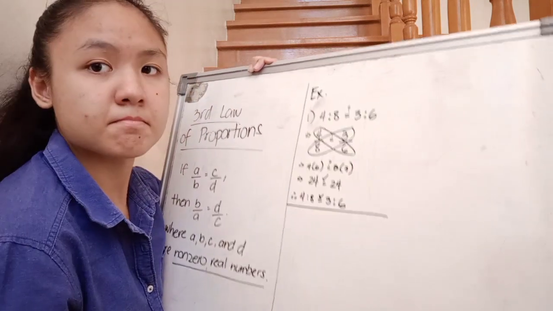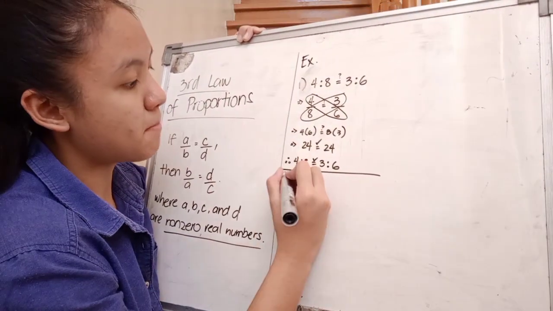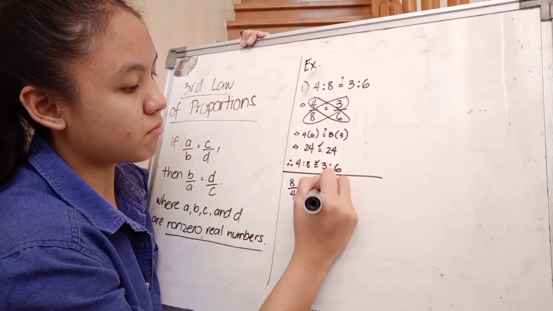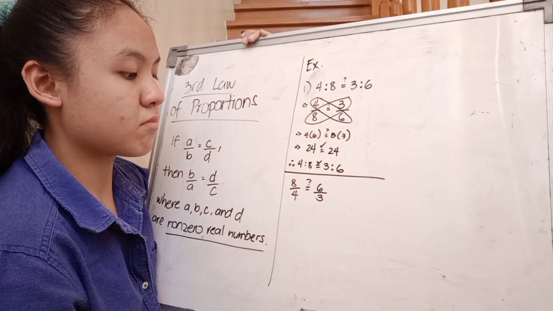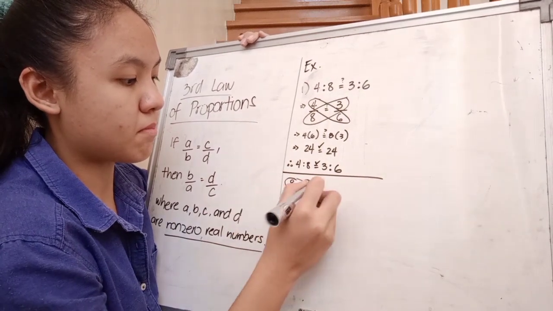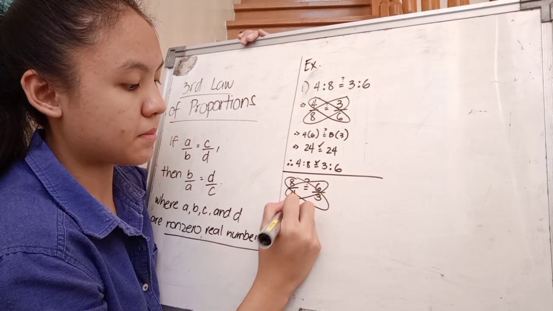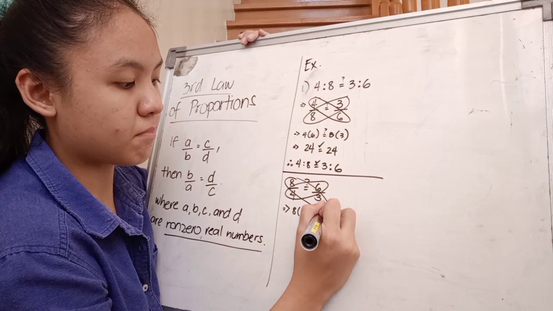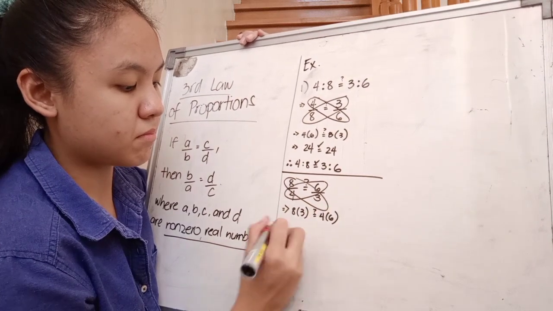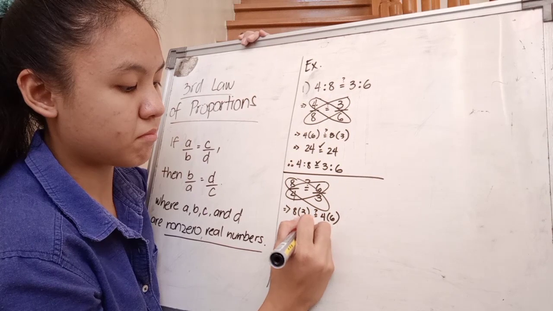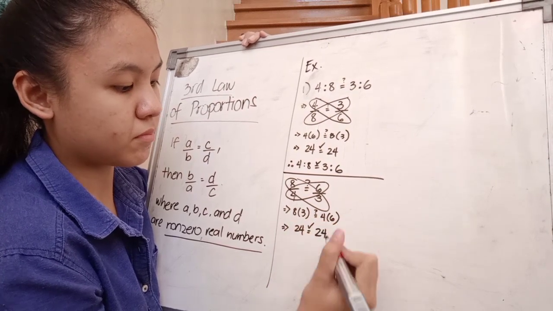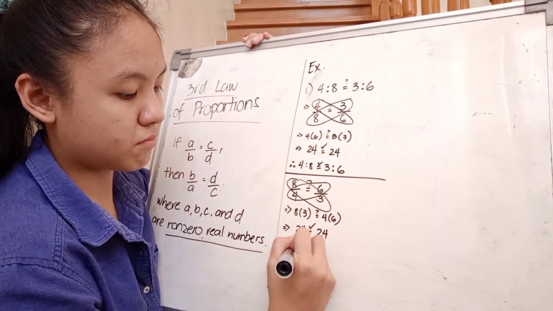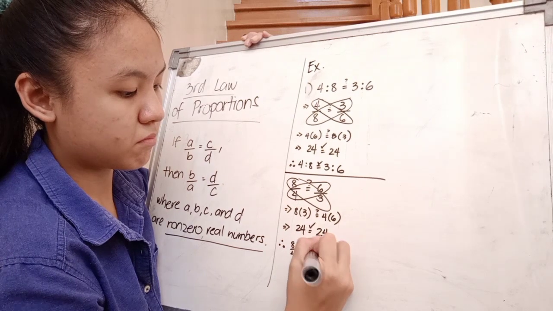But what if we use the third law of proportions, where we get the reciprocal of both fractions, which is 8 over 4 equals 6 over 3. So 8 multiplied to 3 is equal to 4 multiplied to 6. 8 times 3 is 24 and 4 times 6 is also 24. Therefore, 8 over 4 is equal and proportional to 6 over 3.